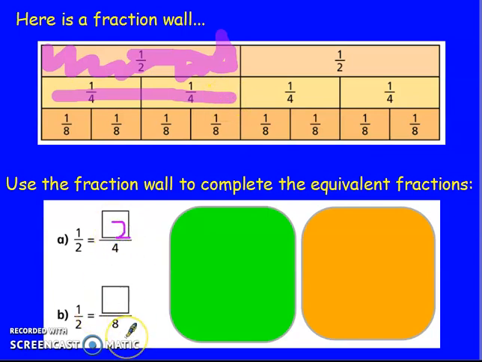How many eighths are in 1/2? Let's have a look. 1, 2, 3, 4. There are 4 eighths in a half. So 1/2 is equivalent to 2/4 and 1/2 is equivalent to 4/8.